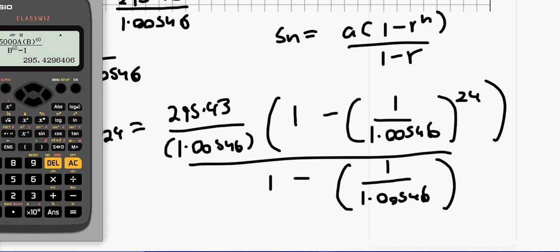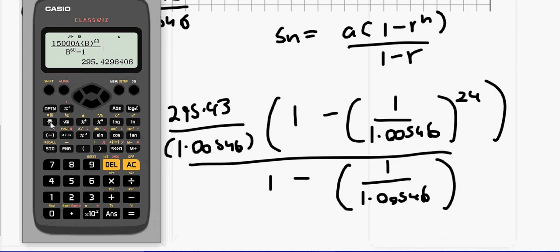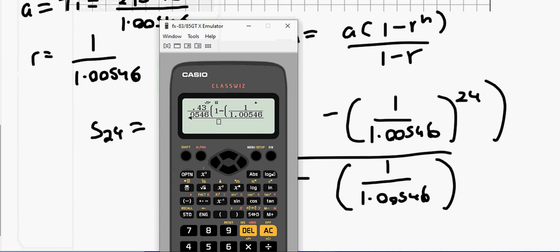Now, some of the hardest parts here is actually putting the thing into the calculator. It's quite difficult. Start off with a fraction button, and then the 295.43 divided by 1.00546. Then open up a bracket, 1 minus, and then open up another bracket with a fraction, 1 on top, your 1.00546. Now, 1 second, did I drop a decimal?